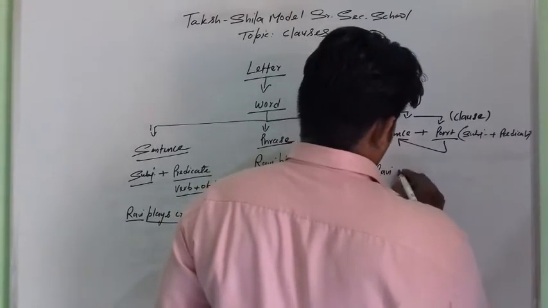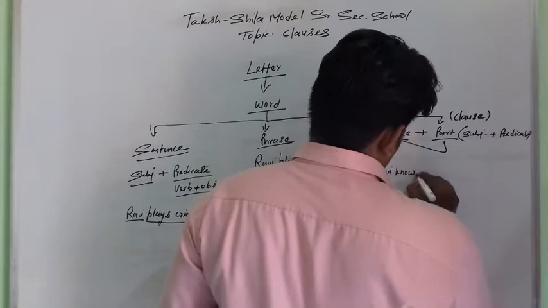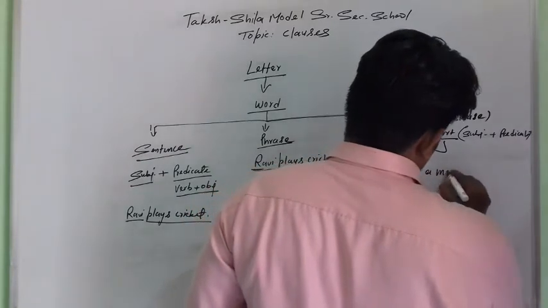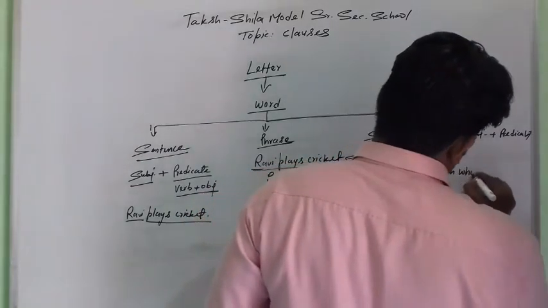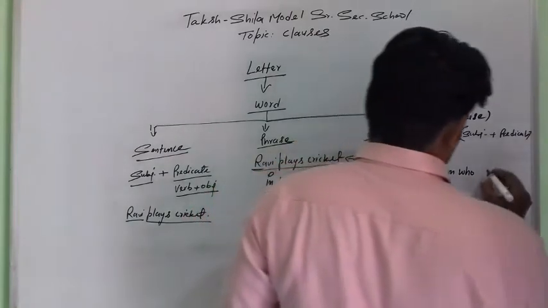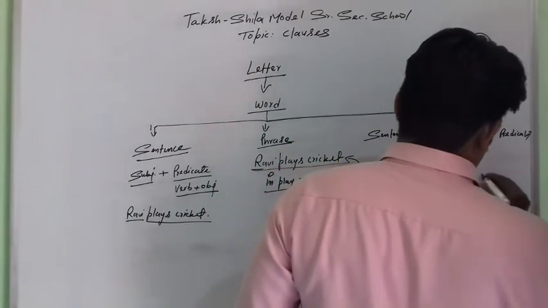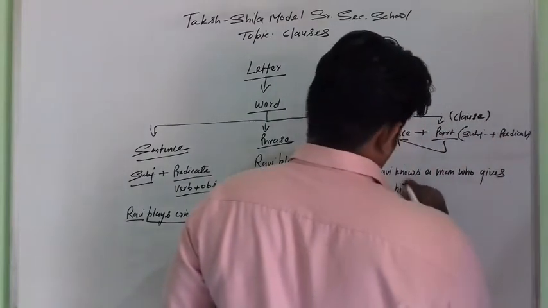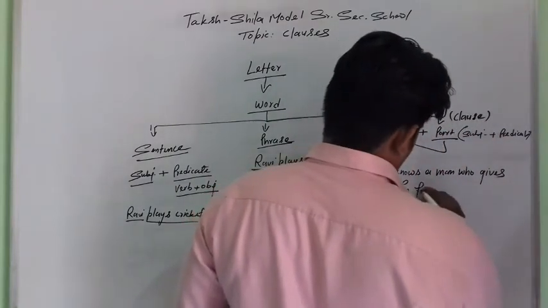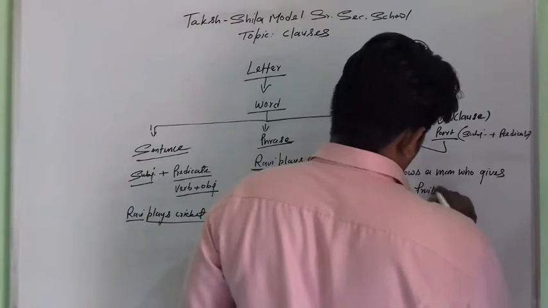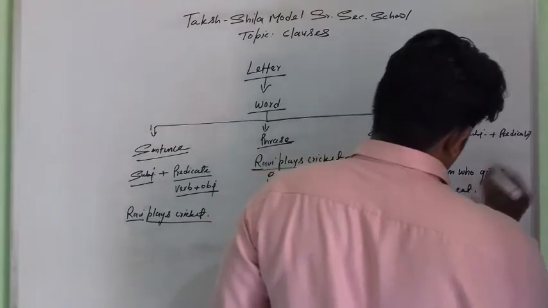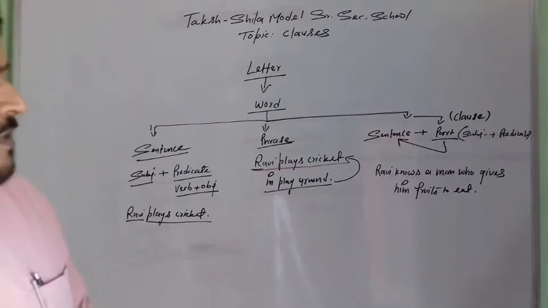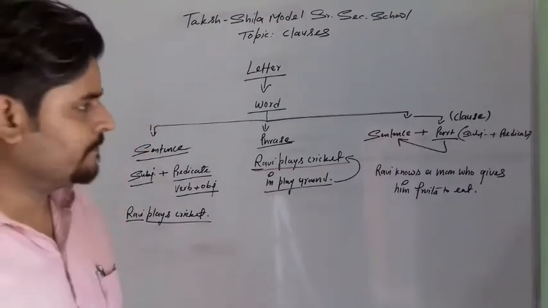रवि knows a man who gives him fruits to eat. Ravi knows a man who gives him fruits to eat.